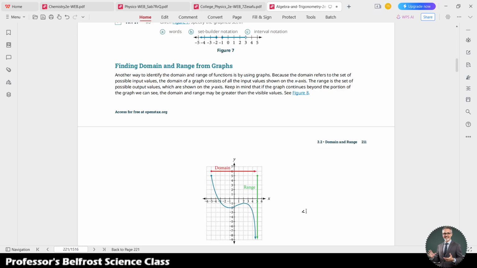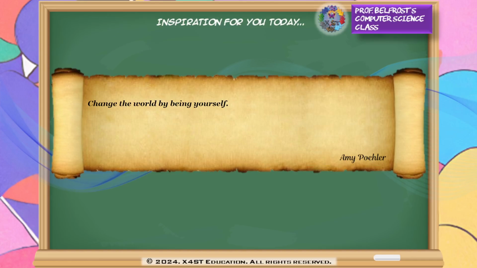Now, finding domain and range from graphs. Another way to identify the domain and range of a function is by using a graph. I think this is it for this time.